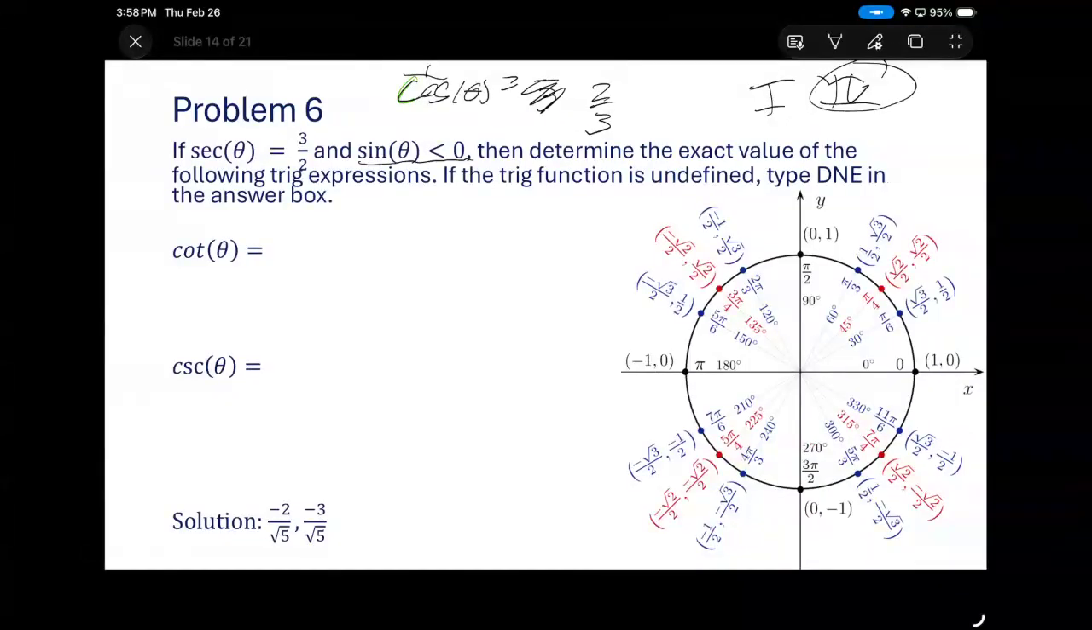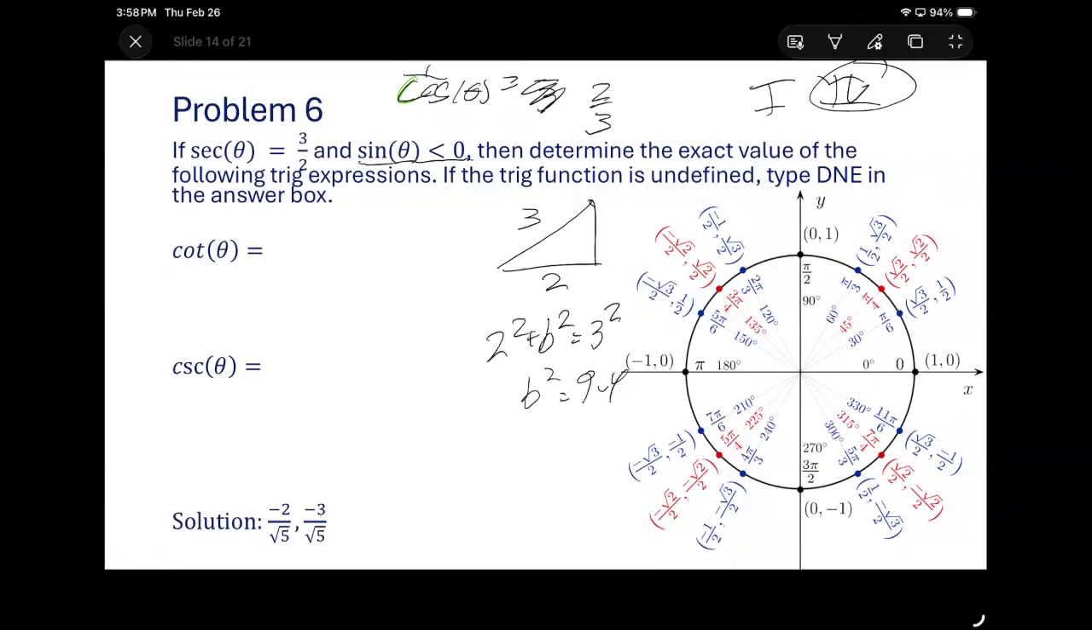So draw out our triangle. We have cosine, so we have our hypotenuse of 3 and the adjacent side of 2. We're going to say that we have 2 squared plus b squared equals 3 squared. So we have b squared equals 9 minus 4, so b equals the root of 5. So now we have our triangle. Cotangent is adjacent over opposite. The adjacent is 2 and the opposite is root 5.